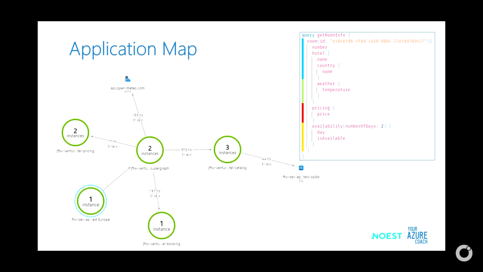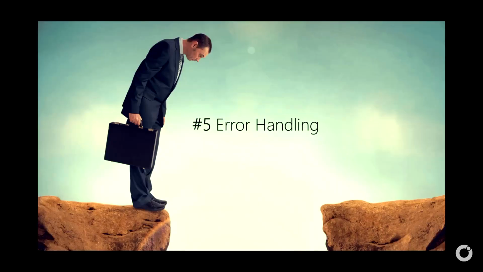Application map, a fantastic thing. Also here you see all the dependencies. The requests are coming in from API management, sent to the supergraph. And that one is orchestrating between the different domain APIs, of which one domain API here, the catalog, goes to its own SQL database. And this is here our Meteo API that is also visualized. So very good to see the dependencies. You can filter that out, so cool stuff.